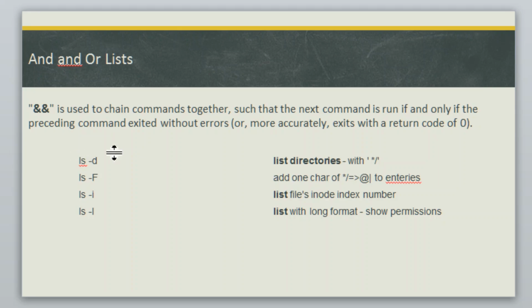So we have ls -d here, which lists directories with the slash. We have ls -F, which adds one character to entries. We have ls -i, which lists files with inode index numbers. And then we also have ls -l, which lists in long format. Okay?